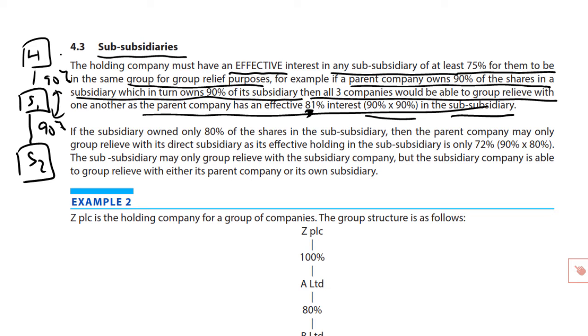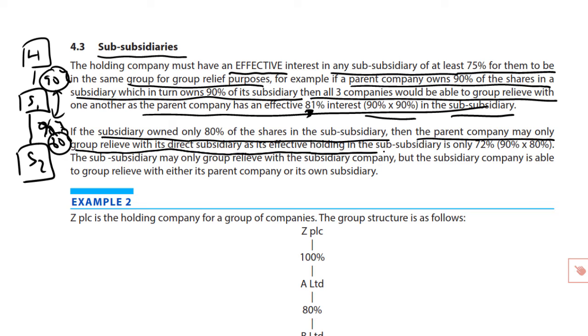But looking at that three-tier structure there, H to S1 to S2, if the subsidiary company, S1 in our example, owned only 80% of the shares in the sub-subsidiary, so instead of that being 90, that was 80, now you have a problem, because 90% of 80% will equal only 72%. That fails the 75% test. If that were the case, then the parent company may only group relieve with its direct subsidiary, i.e. S1, as its effective holding in the sub-subsidiary is only 72%. 90% of 80% is 72.